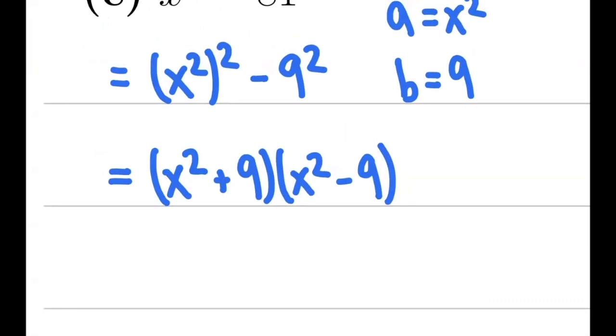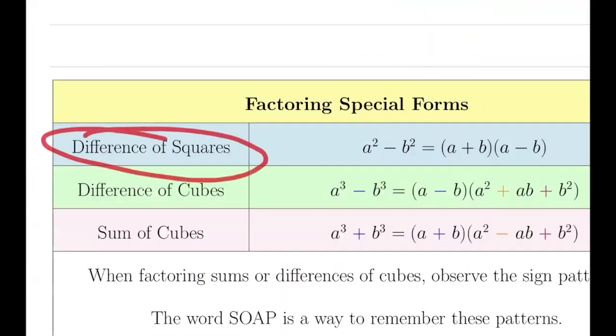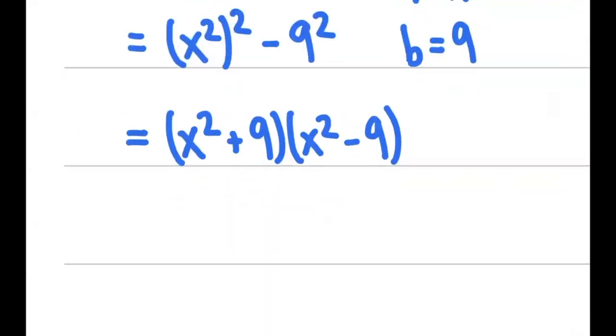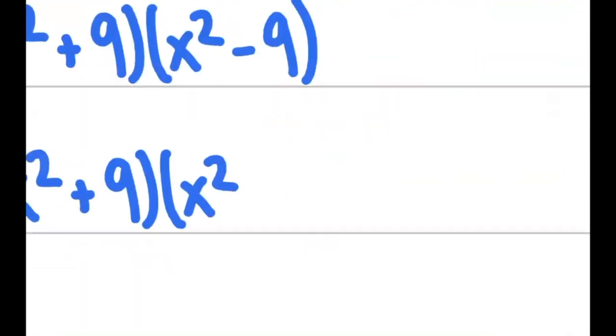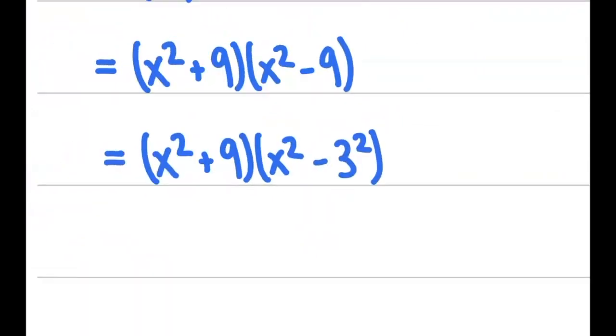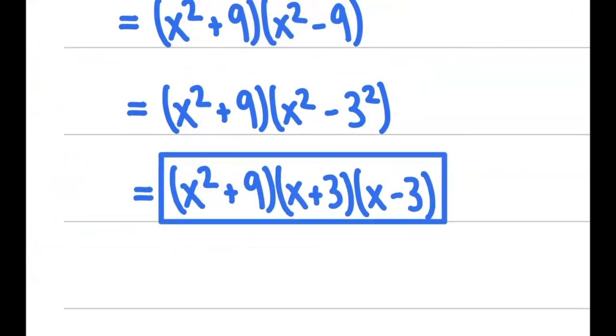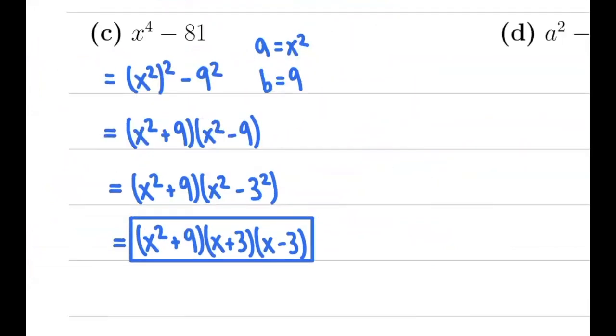But do you notice something interesting about the second factor, the x squared minus 9? What is that? Which one of the special forms is it? Difference of squares, difference of cubes, or sum of cubes? Difference of squares. Yeah, the x squared minus 9 is itself a difference of squares and can also be factored. Because I can write it as x squared minus 3 squared. So that means in factor form, that would be x plus 3 times x minus 3. Isn't that cool? Yes. That is the coolest thing I've ever seen.